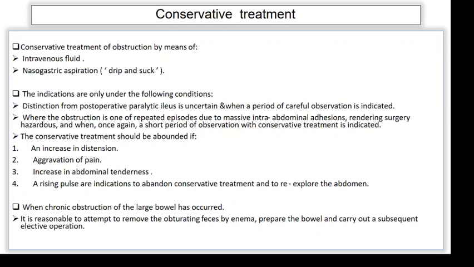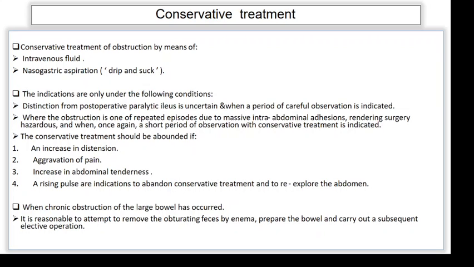When a period of careful observation is indicated, we have to take the time, especially in this type of obstruction. The second, when the obstruction is one of repeated episodes where the patient has had multiple operations, we think that there are massive intra-abdominal adhesions, rendering surgery and adhesiolysis hazardous, and the patient might develop fistulae. So a short period of conservative treatment should be indicated.